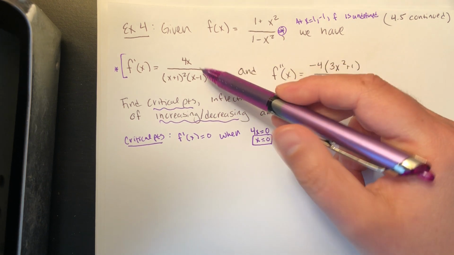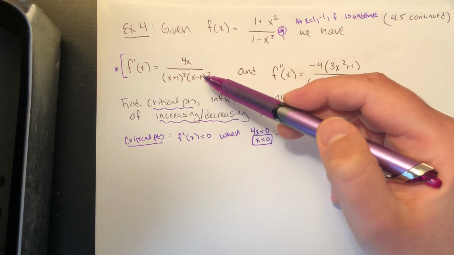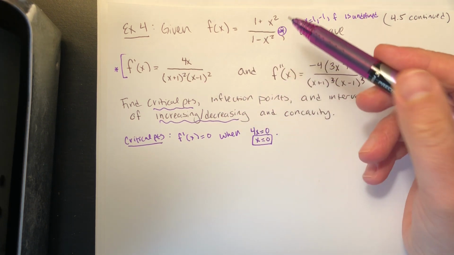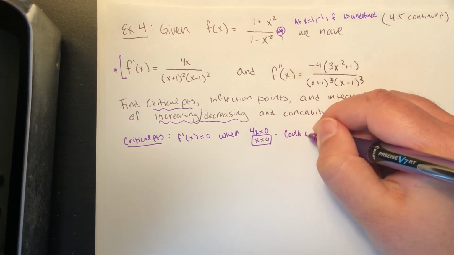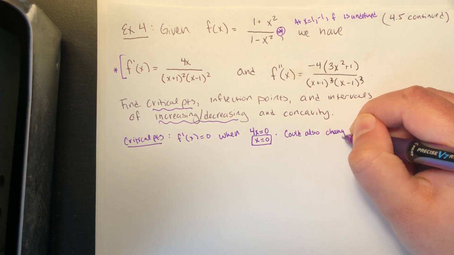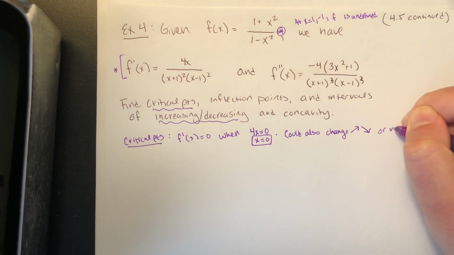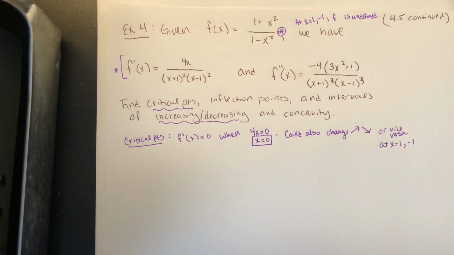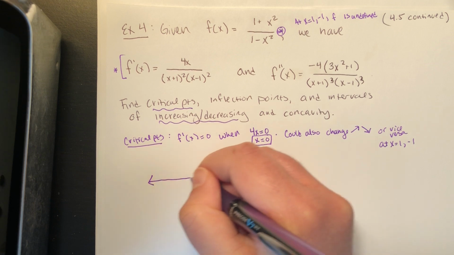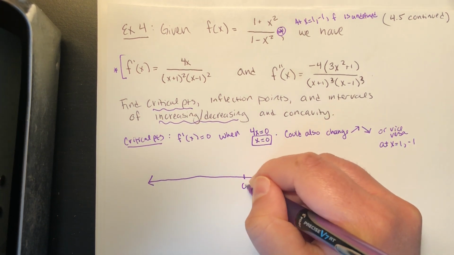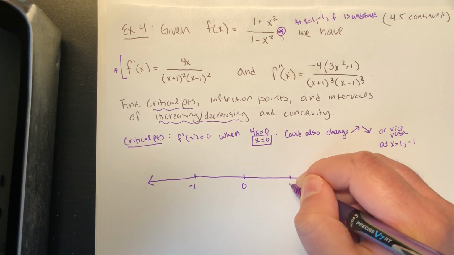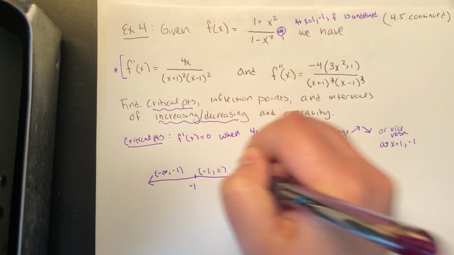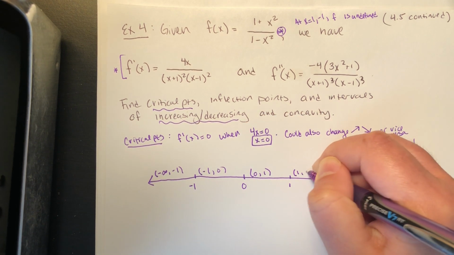This function is also going to be undefined at 1 and negative 1, and so we do want to take those into consideration. We just don't really consider them critical points because the original function is not defined there. But we could also change from increasing to decreasing or vice versa at x equals 1 and negative 1. So when we break up our number line, we're going to put 1 and negative 1 on there along with 0. Okay, so this breaks up our real number line from negative infinity to negative 1, negative 1 to 0, 0 to 1, and 1 to infinity.